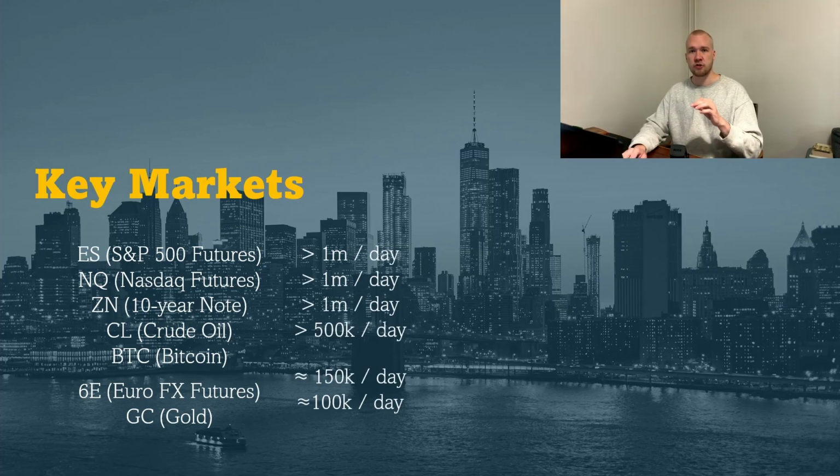And these are the contract sizes that are being traded every day. We have the top 3 here, so the S&P, the Nasdaq, and the 10-year Treasury are all well over 1 million contracts a day. So these are really the top 3 most traded markets out there. We can see that crude oil already has 2 times less volume than the other ones. And then obviously the Euro futures and the gold futures have much less volume behind them, but I thought it would be important to include them also.